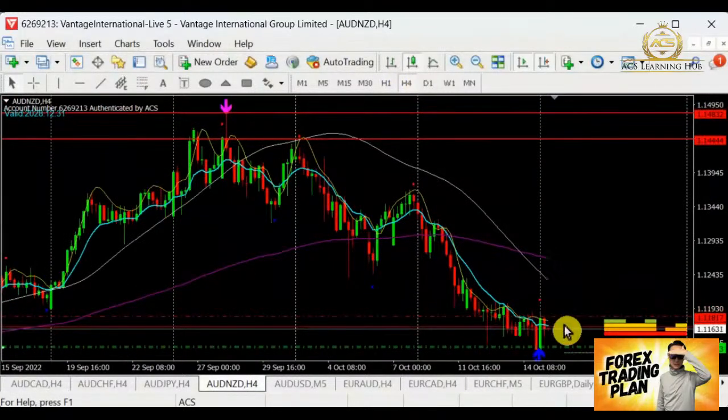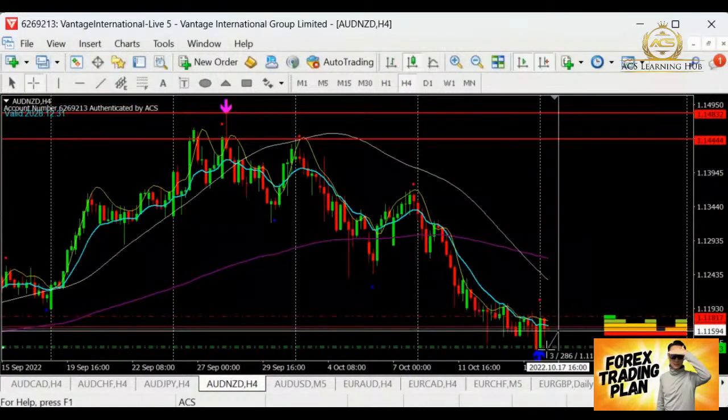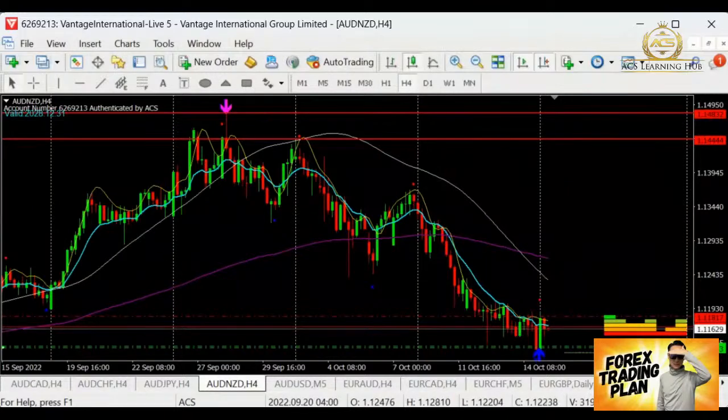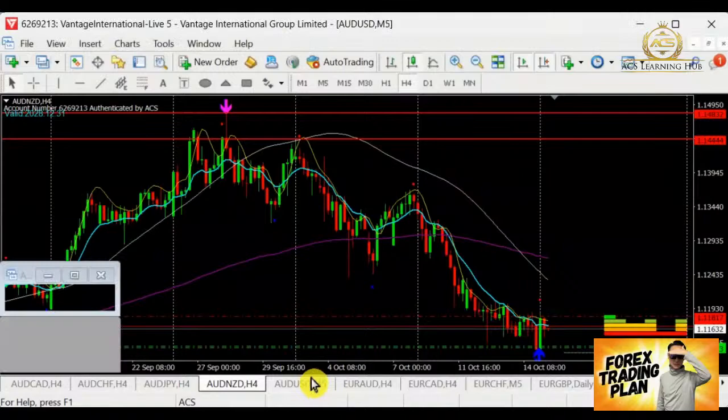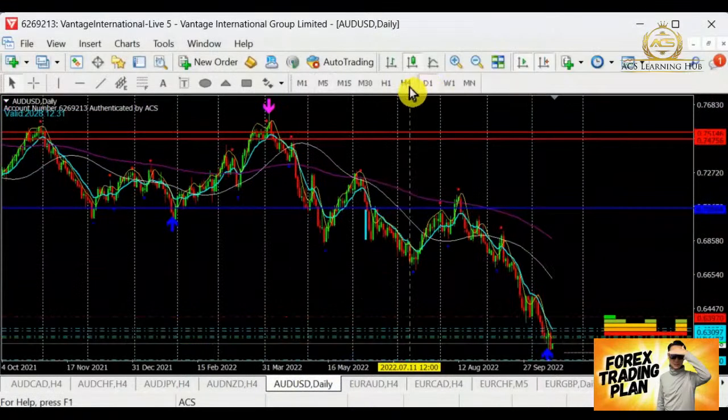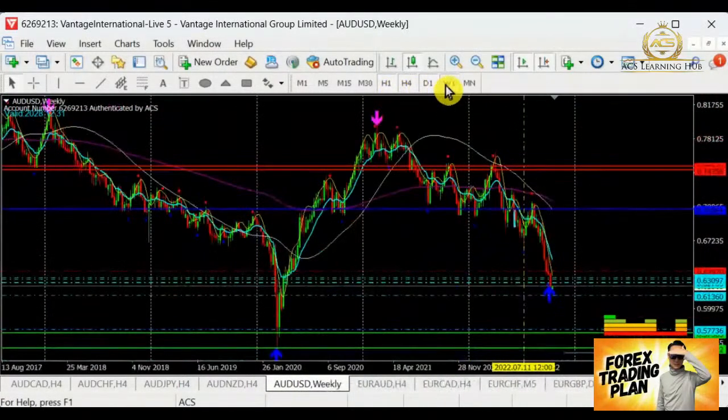But please remember that the support here is quite near, about 28 pips away. So just take note if you're going to sell Aussie Kiwi. So next to go, Aussie Dollar. Let's take a look at Aussie Dollar.